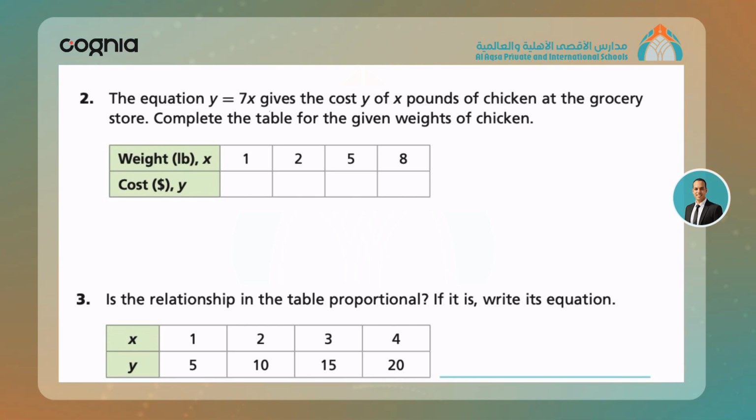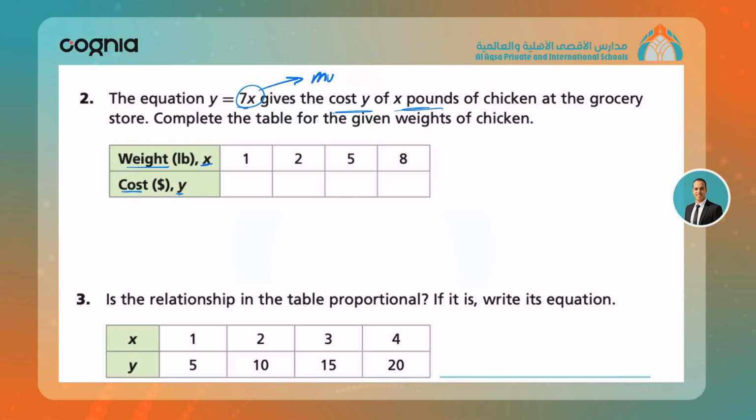Okay, so question number 2 here. The equation y equals 7x gives the cost y of x pounds of chicken at a grocery store. Complete the table for the given weights of chicken. So here the weight, and it's x, and the cost, which is y. So here it says y equal 7x. It seems you multiply the x by 7 to get the y.